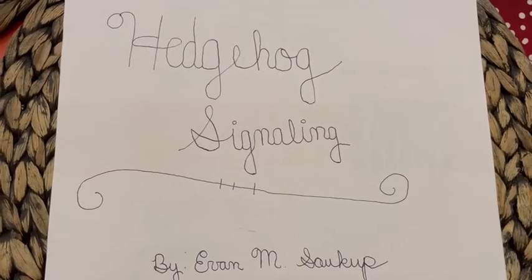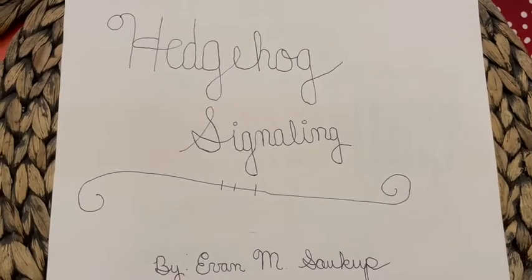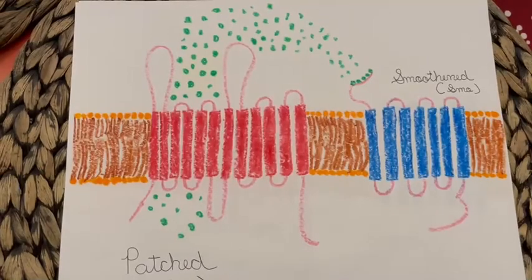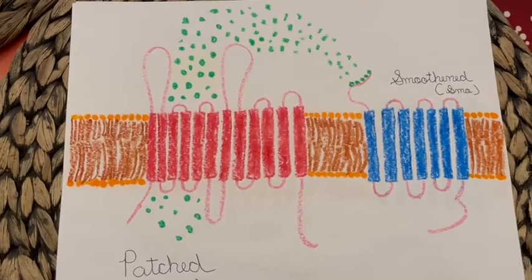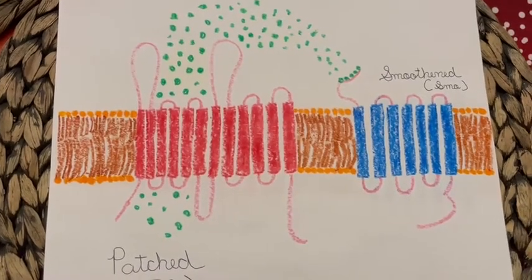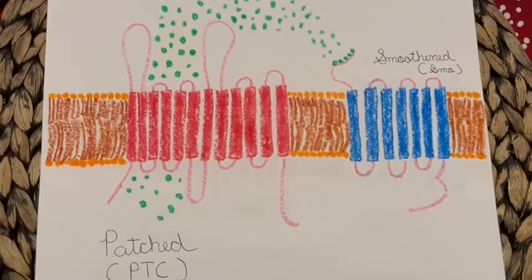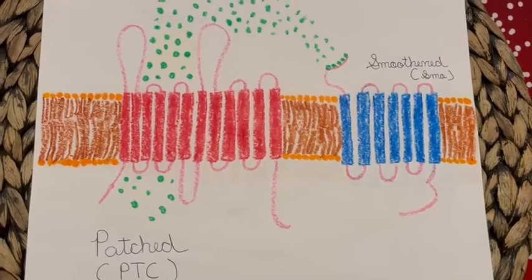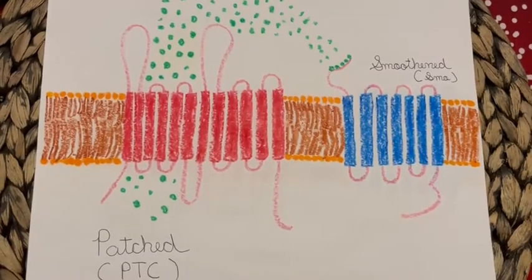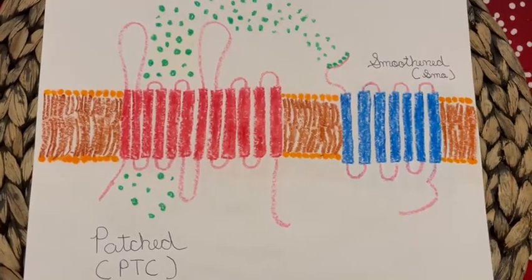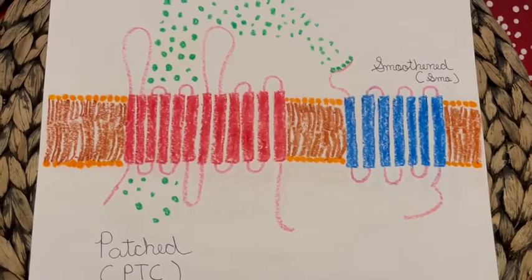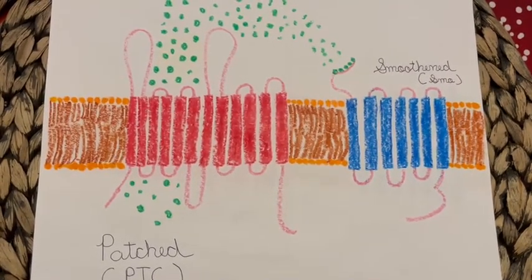These first 2 images I'm about to show present a simplified version of hedgehog signaling. There are 2 transmembrane receptors important in hedgehog signaling. First is patched, abbreviated PTC, and depicted in red. Patched is a 12-span transmembrane receptor with 2 extracellular loops that control hedgehog binding. Second is smoothened, abbreviated SMO, and depicted in blue. Smoothened actually transmits the hedgehog signal.